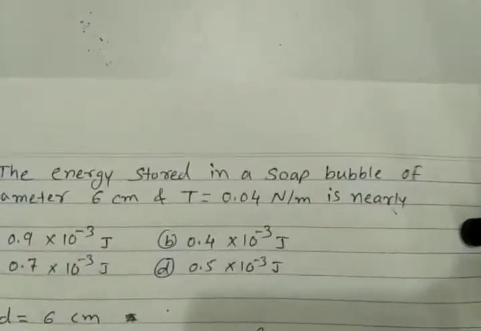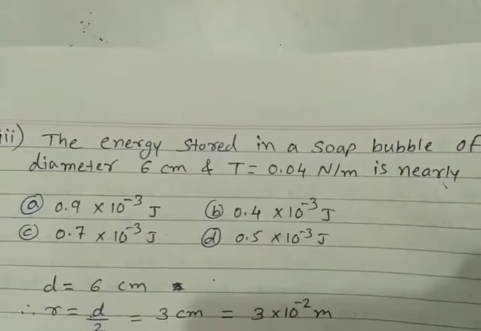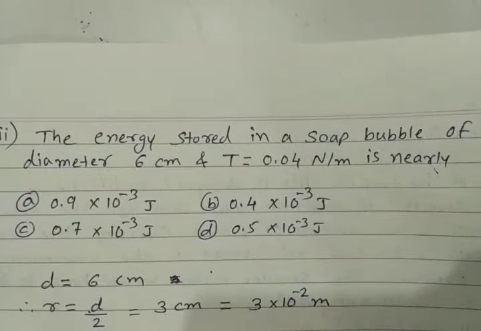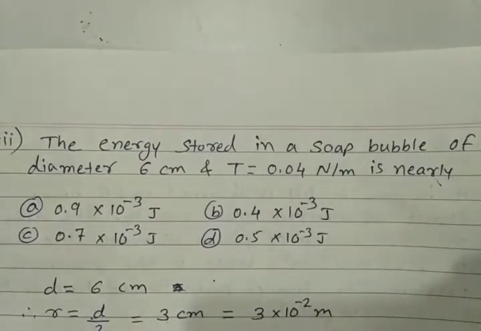Now the third MCQ. The energy stored in a soap bubble of diameter 6 cm and surface tension T equal to 0.04 Newton per meter is nearly, and options are A 0.9 into 10 raised to minus 3 joule, B is 0.4 into 10 raised to minus 3 joule, C is 0.7 into 10 raised to minus 3 joule. The D option is 0.5 into 10 raised to minus 3 joule. So these are the options.